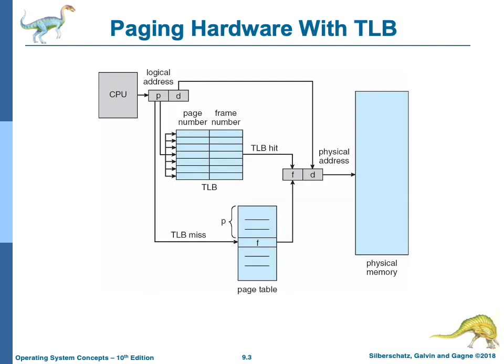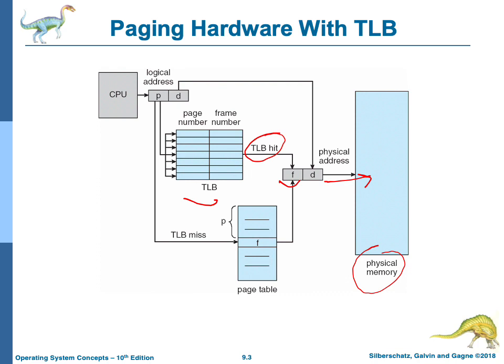The first possible scenario is that the page number was actually found in the TLB itself, and we call this a hit. Once we find the page number, we immediately retrieve the frame number and directly access the data or instruction that we need in the physical memory.